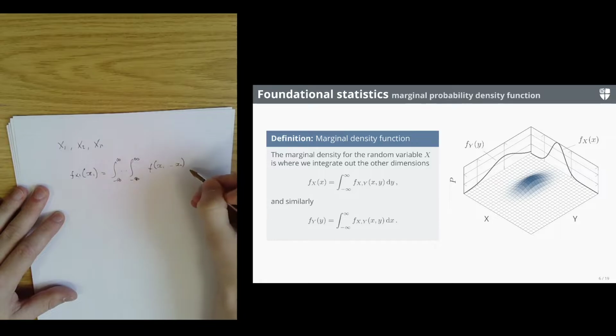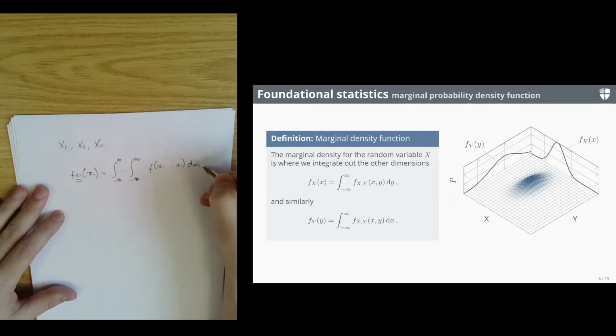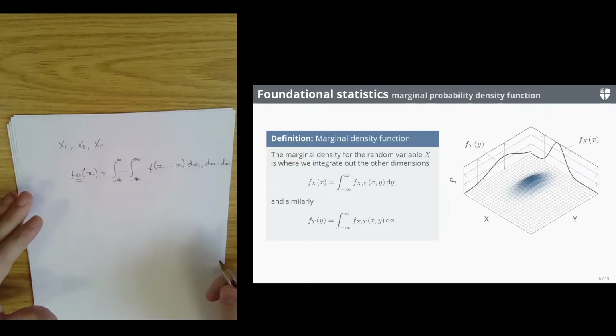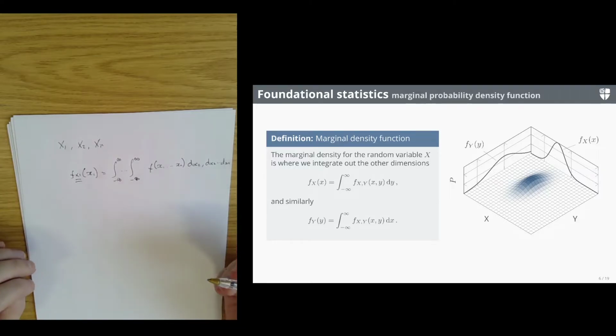But this time we only integrate out the other dimensions. So if we're after x1, then we do dx2, dx3, dx4, and so on all the way up to dxn. Therefore we have n-1 integrals over the joint density function to get the marginal distribution of x1 alone.